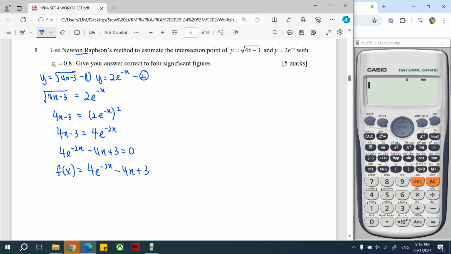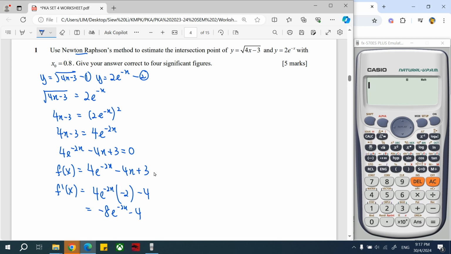Then, in order to use the Newton-Raphson method, we differentiate this function. So differentiate the exponential, copy the expression, and then differentiate its power, negative 2x, we get negative 2. When we differentiate negative 4x, we get negative 4. Differentiate the constant, we get 0. Simplify here, it will be negative 8e to the negative 2x, minus 4.